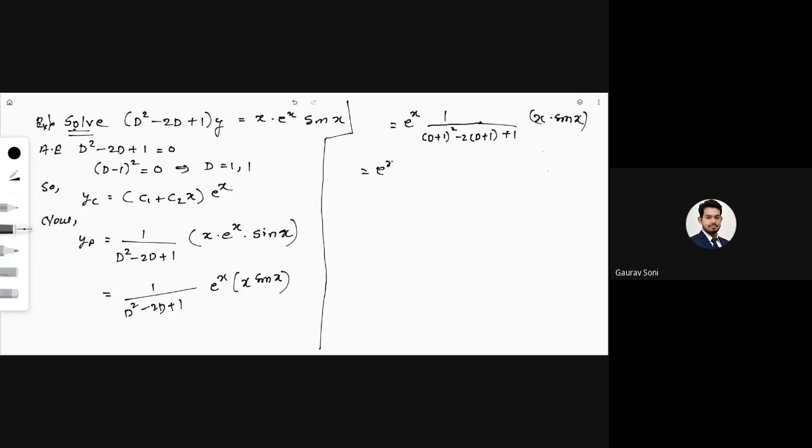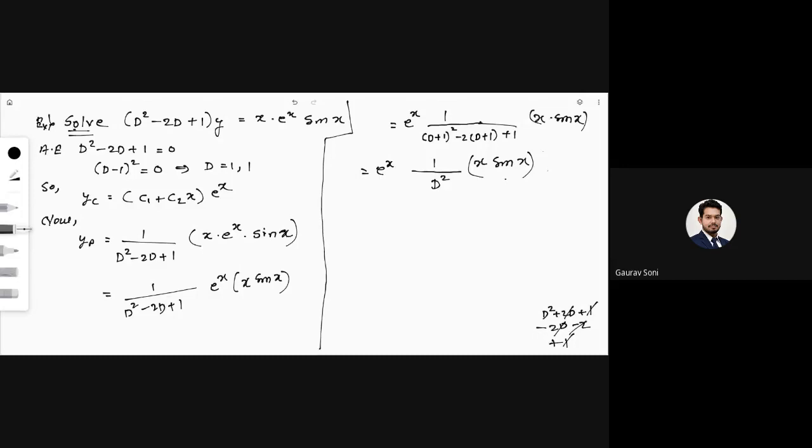So this is e to the power x upon, d square, I'll simplify it at the bottom: d square plus 2d plus 1, the first term, minus 2d minus 2, the last one is plus 1. So minus 2d plus 2d gets cancelled out, plus 2 minus 2 will get cancelled out. We have 1 upon d square, x sin x.